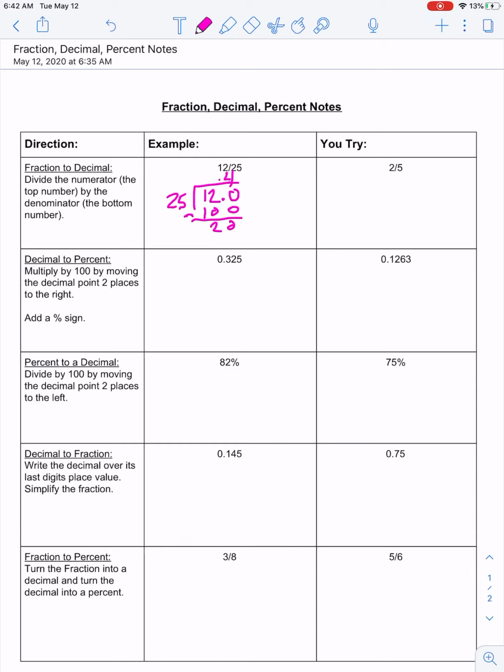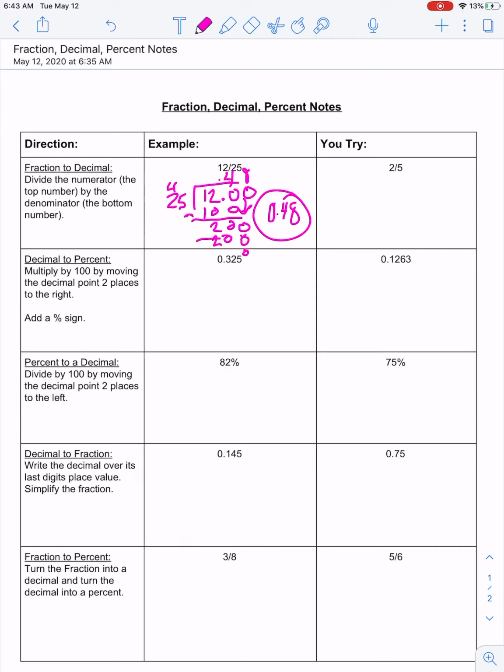We have a remainder, so we need to annex another 0, drop it down. And we get, how many times does 25 go into 200? Or how many quarters are in $2? So that's going to be 8. So 8 times 5 is 40. 8 times 2 is 16, plus 4 is 20. So we have nothing left, so our decimal would be 0.48, or 0 and 48 hundredths.